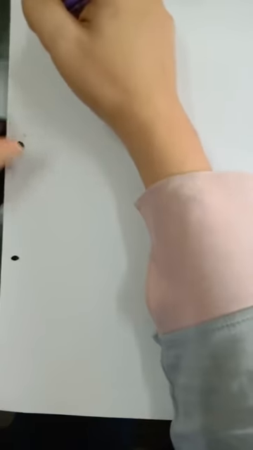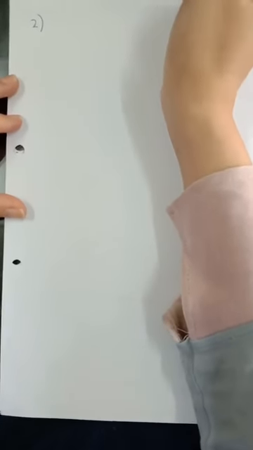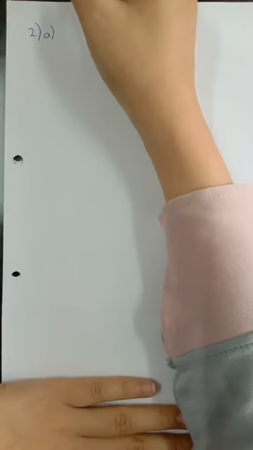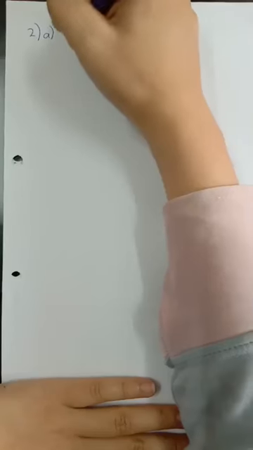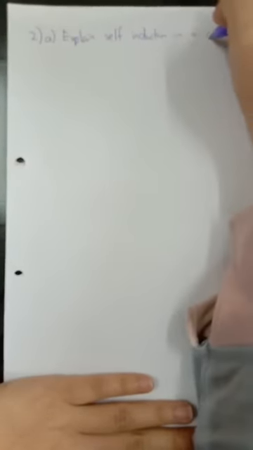We go to question number 2. Number 2A: explain self-induction in a coil.